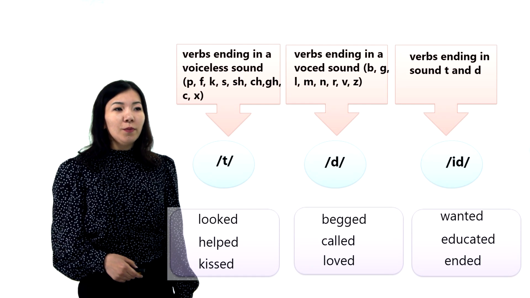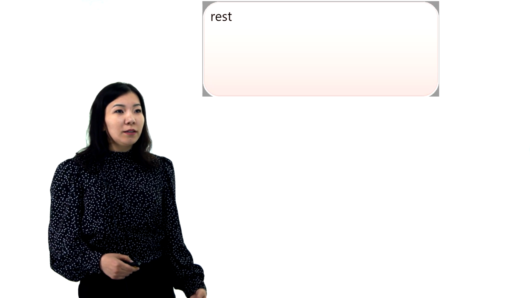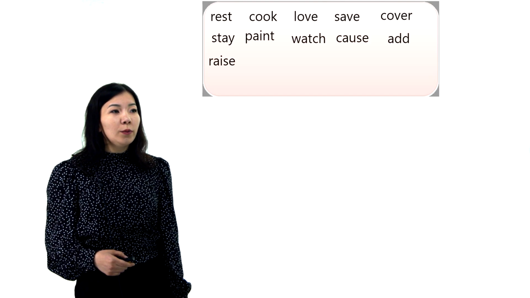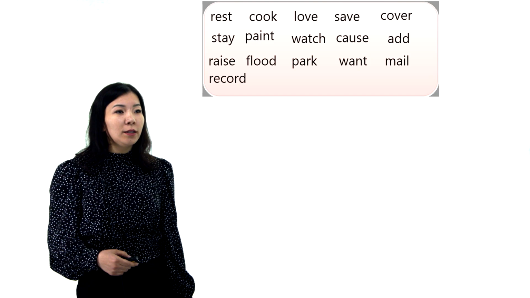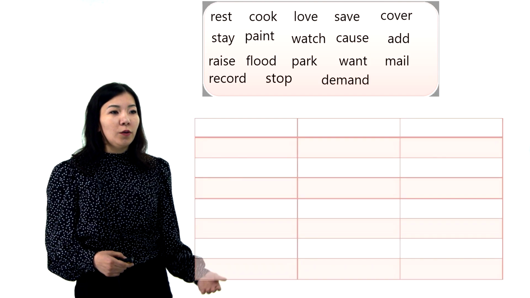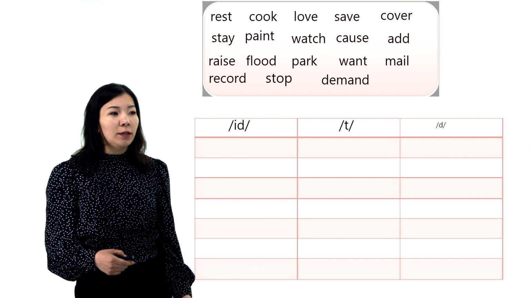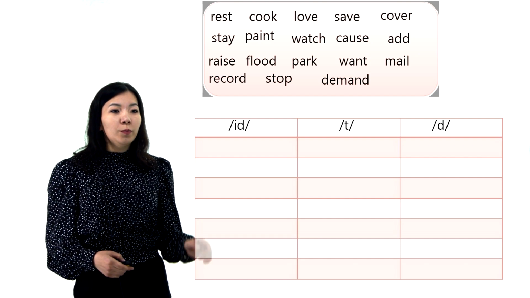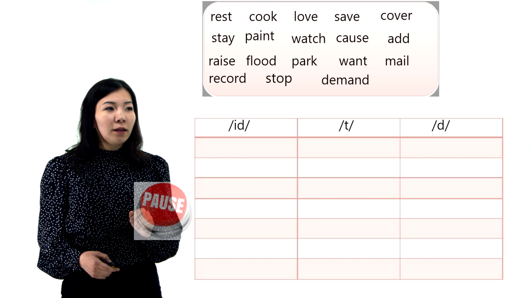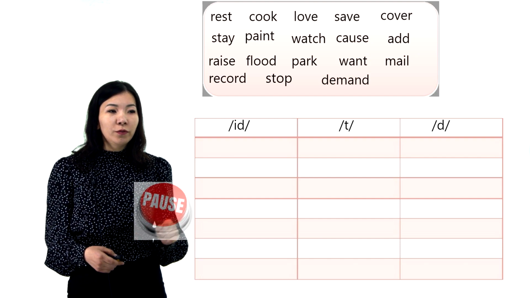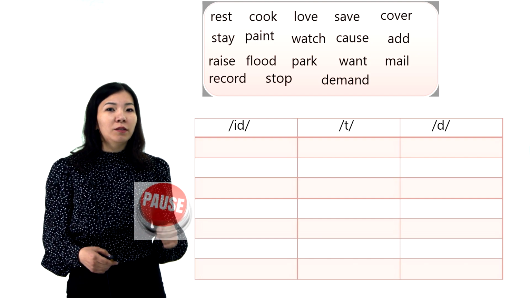Okay, so now let's practice what we have already learned. Here are several words, verbs actually, and I want you to put them in the right column, whenever you add -ed. So I want you to pause this video and take your time to do this one, and whenever you finish, just play it and check with me.